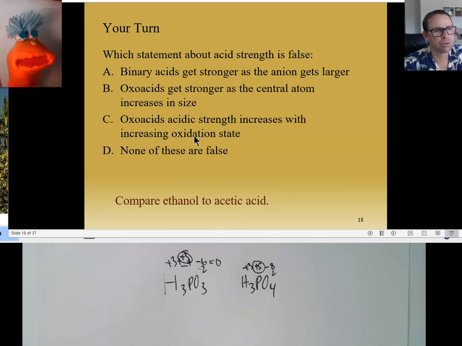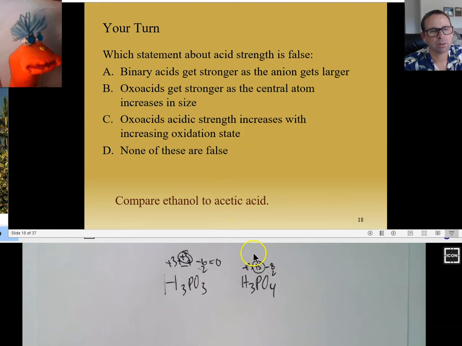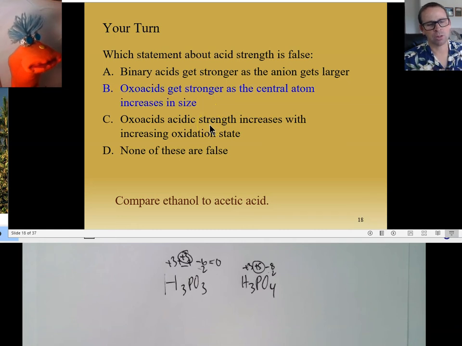Yeah, that's true. Very good, that's true. We see that H3PO4 is a stronger acid than H3PO3. We talk about it in terms of the number of oxygens, and that's essentially how you're going to relate oxidation state. More oxygens, higher oxidation state. Okay, so which statement is false? B is false. All right, very good. Good job.